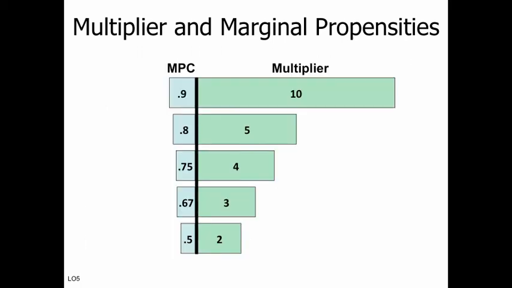And here we have some other examples of MPCs and multipliers. So here's the two we just did. When the MPC is 0.75, the multiplier is 4. MPC is 0.8, the multiplier is 5. The MPC is 0.9. So 1 divided by 1 minus 0.9 will give you 10. So again, the bigger the MPC, the bigger the multiplier.